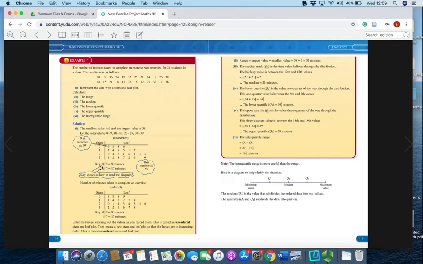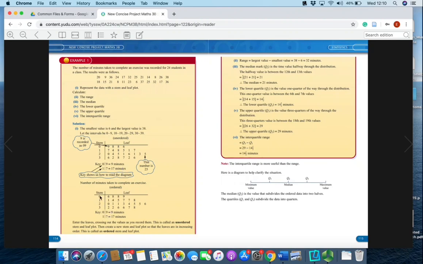An awful lot of people forget the key. The key is really important because it tells us how to read our stem and leaf diagram. What does it mean? You pick any value at all, so for example 20, I will go 2|0 equals 20 minutes. The unit is always really handy. So the 2 examples they gave here was a key: 0|9 equals 9 minutes, 1|7 equals 17 minutes.